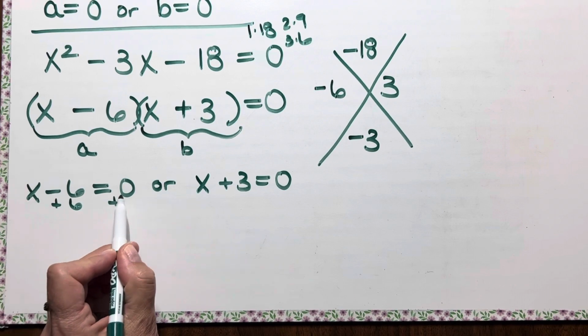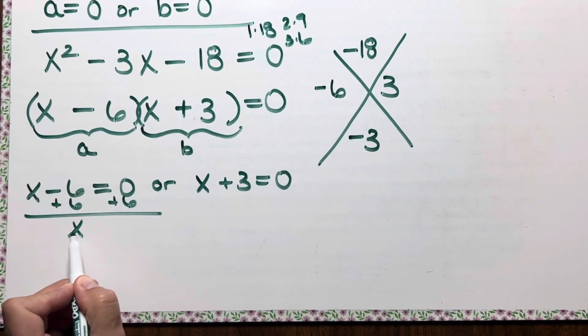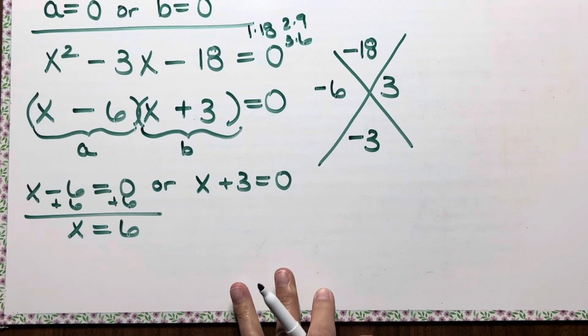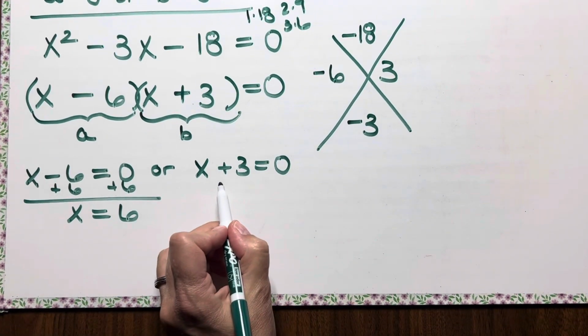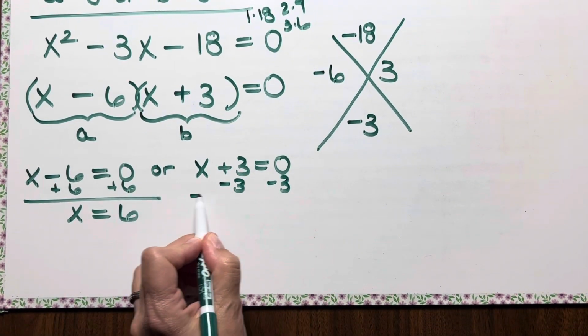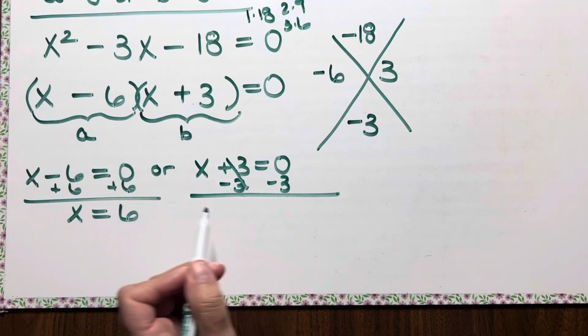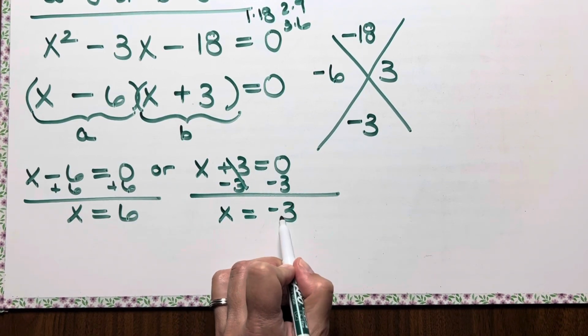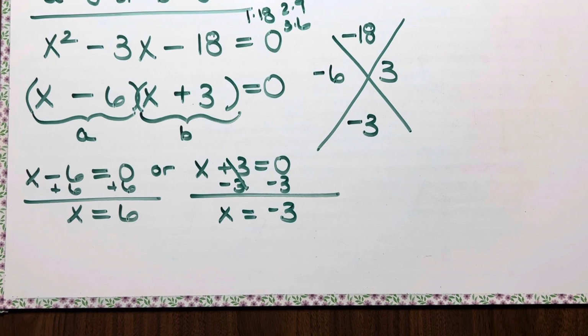I'm going to add 6 over here. So one of my solutions is that x could be a positive 6. I'm going to subtract 3 on my other one. So my other solution could be x equals negative 3.